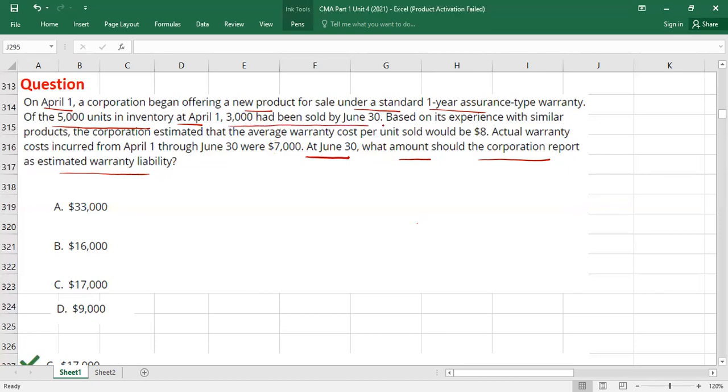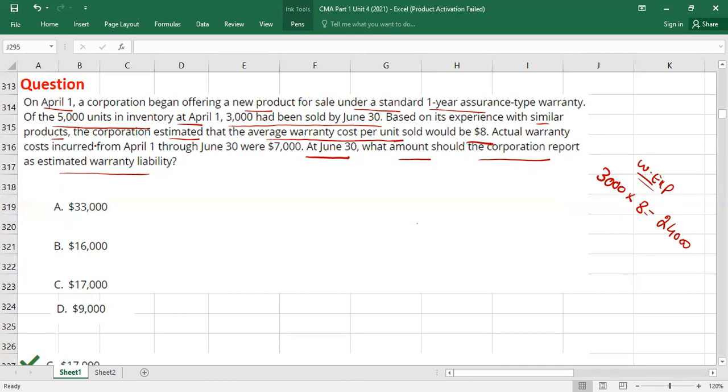3,000 units had been sold by June 30. You have sold how many units? 3,000 units. Based on experience with similar products, the corporation estimated that average warranty cost per unit sold would be $8. Tell me how many units you have sold? 3,000 times what? 8. It will be how much? 24,000. This should be your warranty expense: debit warranty expense, credit warranty liability.